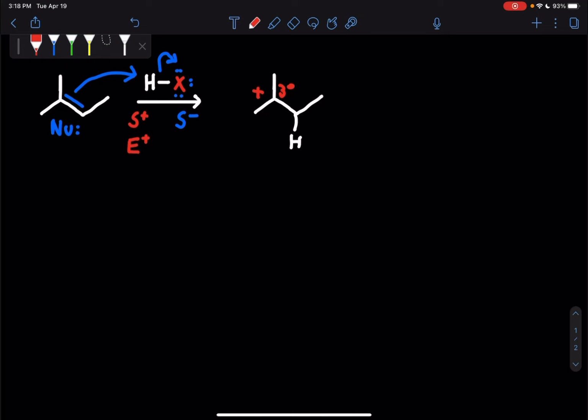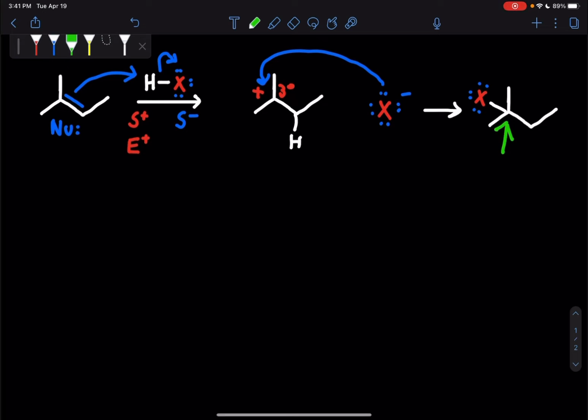So now we're left with a tertiary carbocation and a negatively charged halogen. The negatively charged halide is going to attach to the positively charged carbocation, giving us our major product, 2-bromo-2-methylbutane. The carbon where the halide is attached has 2 of the same groups. It has a methyl group here and a methyl group here, making it achiral, so it only has one answer.